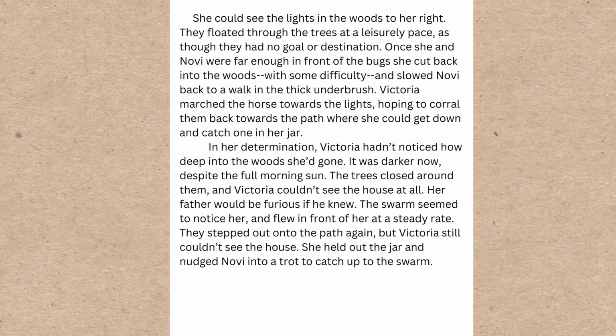She could see the lights in the woods to her right. They floated through the trees at a leisurely pace, as though they had no goal or destination. Once she and Novi were far enough in front of the bugs, she cut back into the woods with some difficulty and slowed Novi back to a walk in the thick underbrush. Victoria marched the horse towards the lights, hoping to corral them back towards the path where she could get down and catch one in her jar.